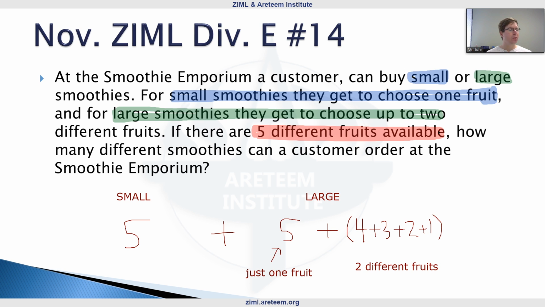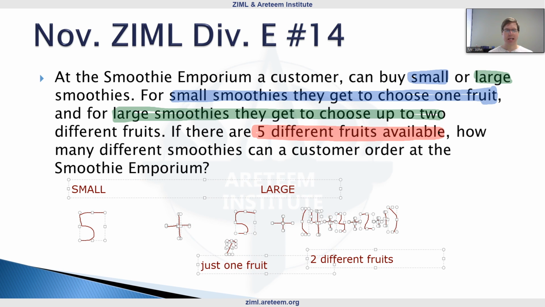And a lot of you, if you're thinking about more advanced ways of doing that, we'll see that in a second as well, right? There's 5 large with one fruit, and then 10 with 2 different fruits. So all together, we have 10 different large smoothies. That's exactly right. Thanks for sharing that in the chat.